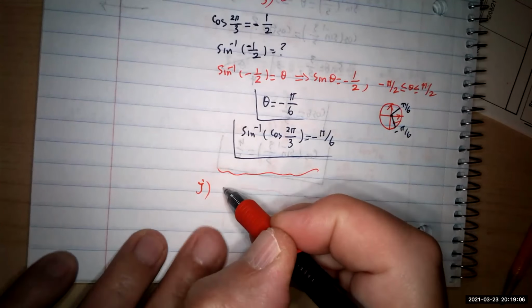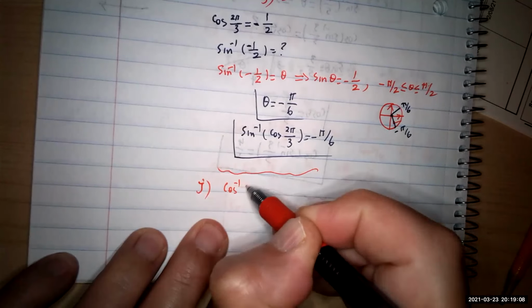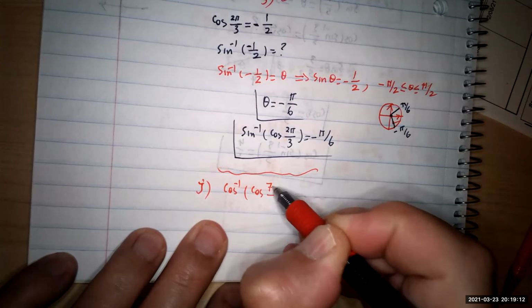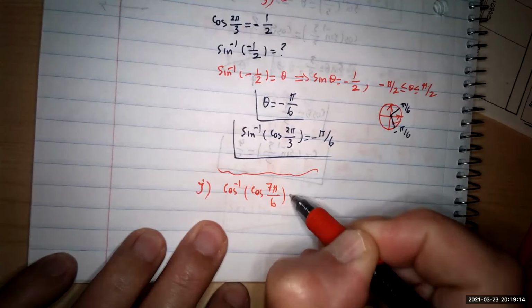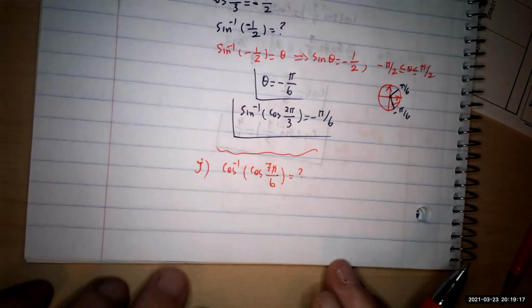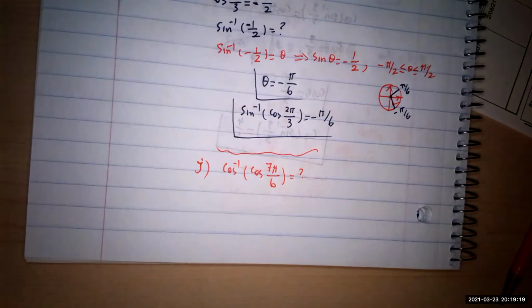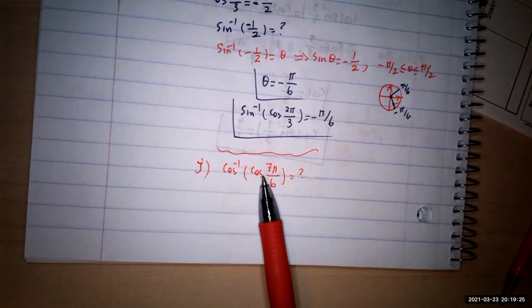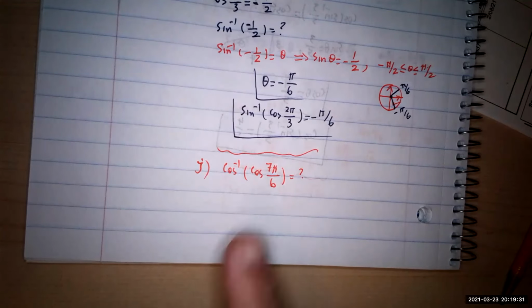So you have a cosine inverse of the cosine of 7 pi over 6. Some people quickly write this one as 7 pi over 6, but you better check it. Because they say cosine inverse and cosine cancel out each other, they give 7 pi over 6. But it's not always going to be the case. It depends on the angle inside.